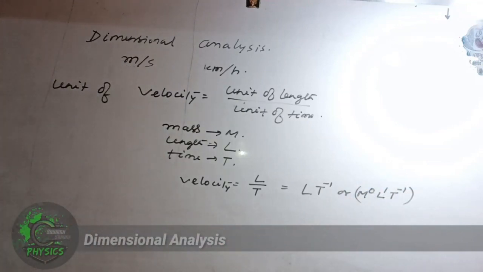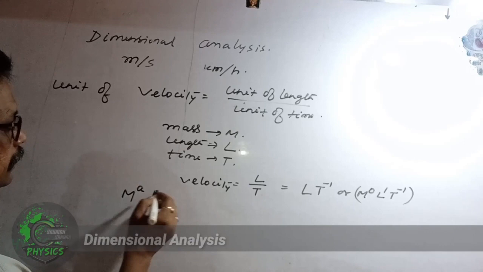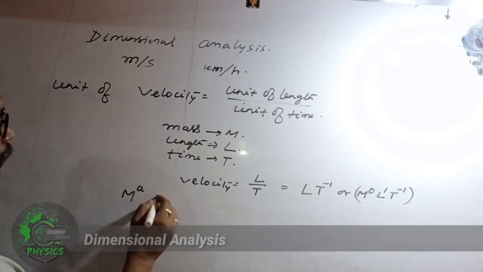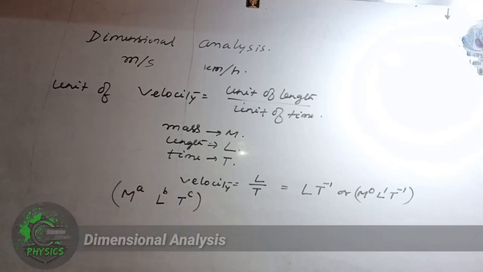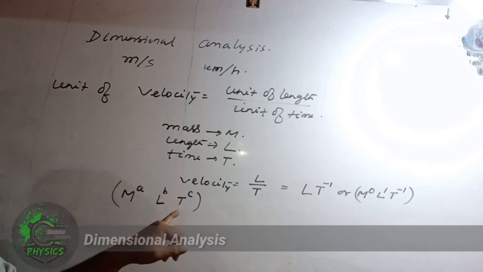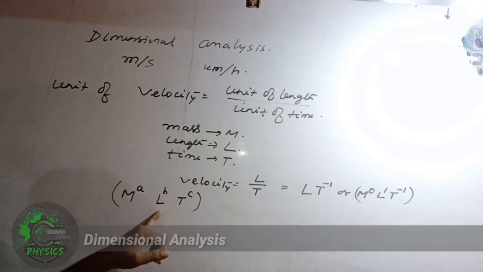Now, a general formula to write the dimensional equation or dimensional formula of any physical quantity is M power a, L power b, T power c. It can be some other quantity also. If current is there, we use I, and generally M, L, T, but some other quantities may also come. Here the power of M is a, power of length is b, power of time is c. So a is the dimension of mass, b is the dimension of length, c is the dimension of time.